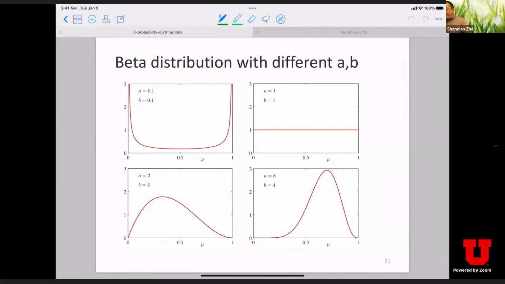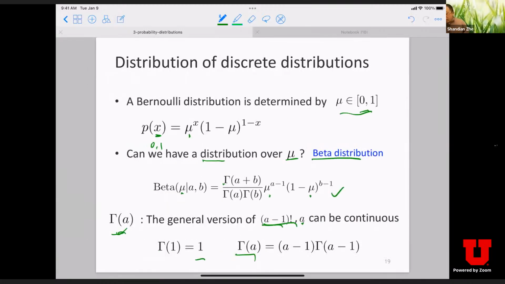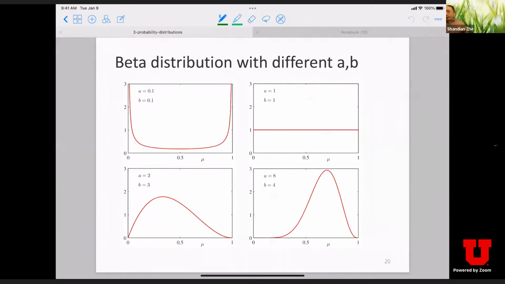Here is the shape of the density of the beta distribution. The beta distribution is parameterized by two values, A and B. Different choices of A and B lead to different shapes of the density curves. If you choose A and B equal to 0.1, you can see that the density for mu close to 0 and close to 1 is much higher than for mu in between, in the middle.